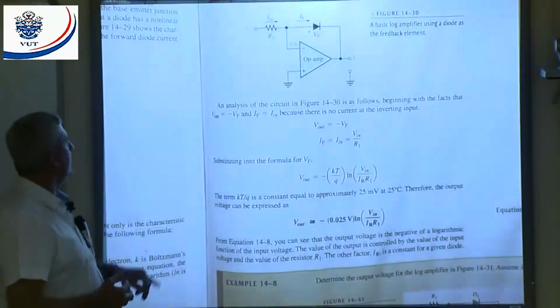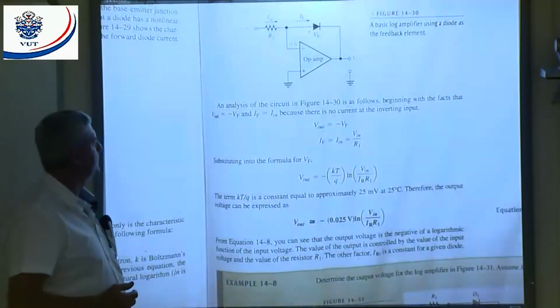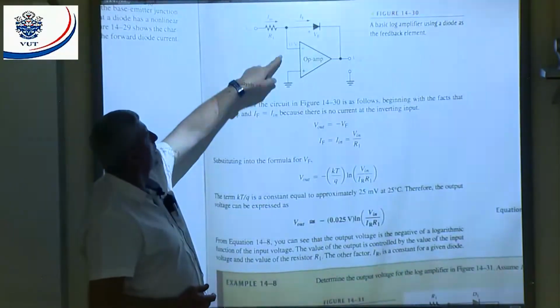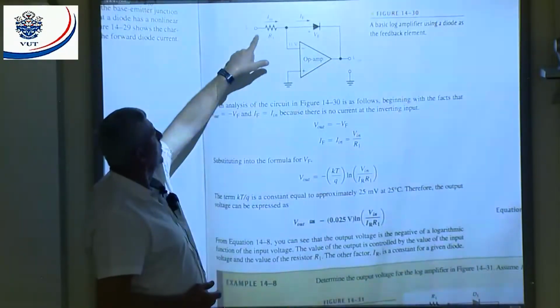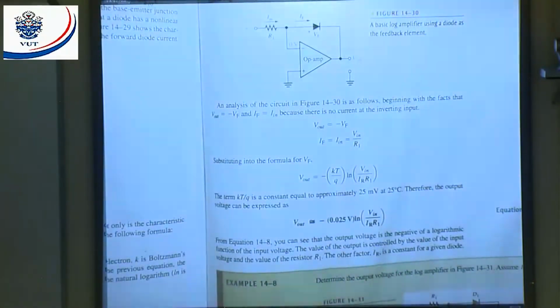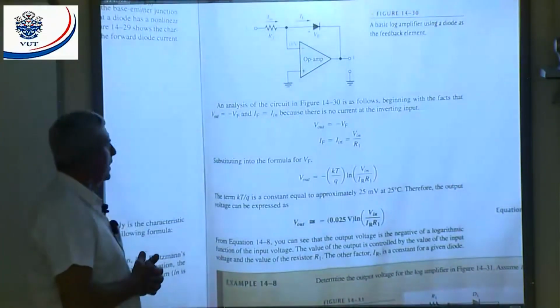They say VR is equal to minus VF, all right? And we can say IF is equal to IN. And then when we put it into that equation, I can say IF is equal to IN is equal to VIN divided by RIN, because my current there will be determined because that point will be at virtual earth. That's why I can state that my input current is going to be the input voltage divided by the resistance, all right? And that will also be equal to my forward current, the forward current of the diode.